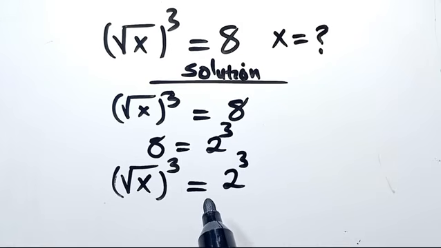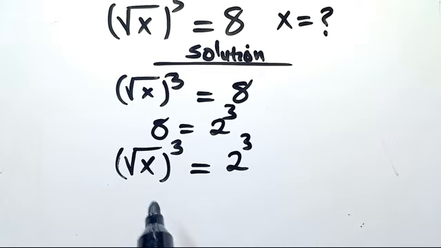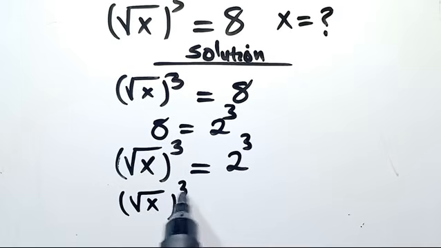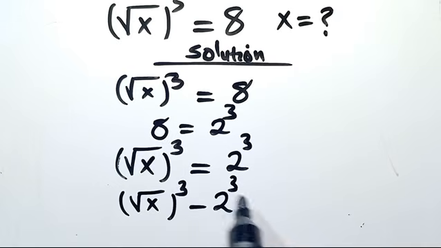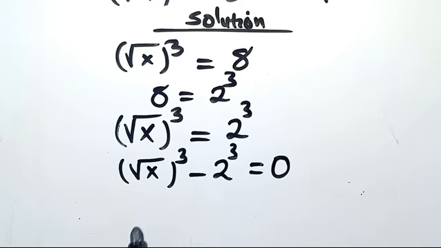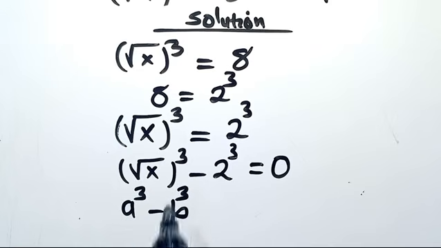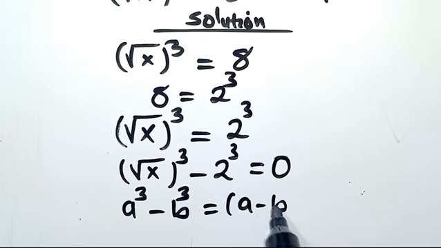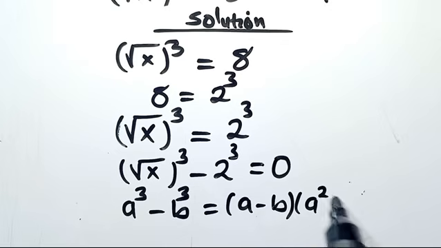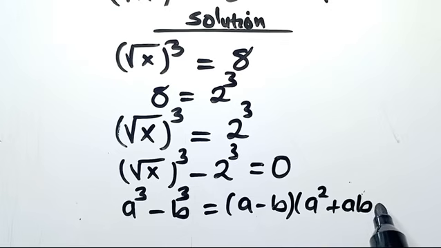Then take this to the other side. So we are going to have (√x)³ − 2³ = 0. Then from here, when we have a³ − b³, we call this the difference of two cubes, which equals (a − b)(a² + ab + b²).